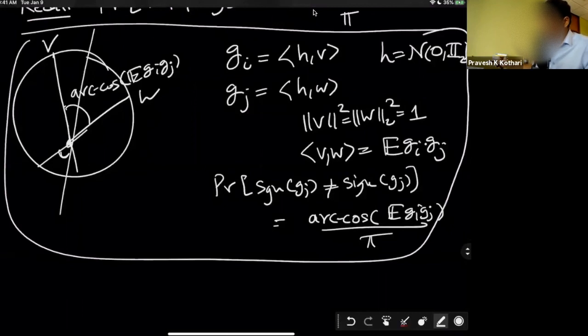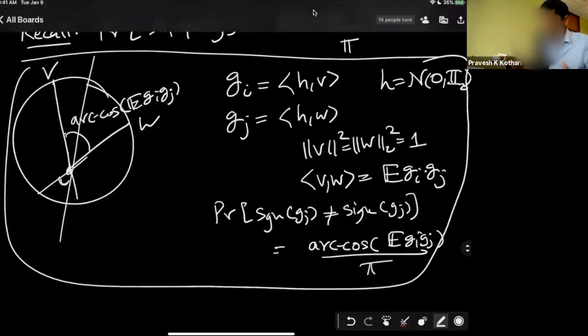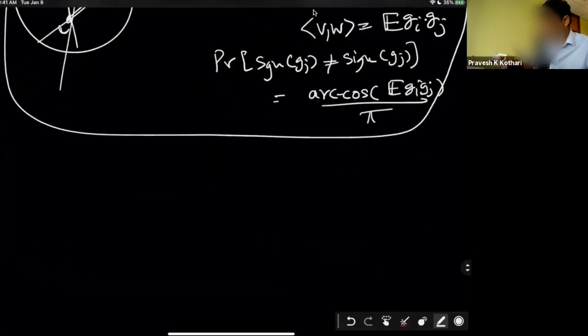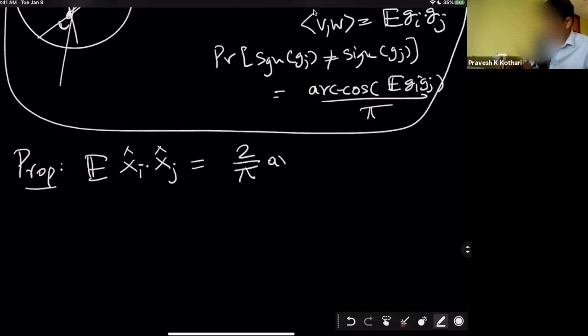One thing I want you to observe is that today we are doing this general quadratic optimization. So I want to rephrase this observation, the Shepard's lemma, in terms of what happens to the degree 2 correlation between the rounded variables. Here is an equivalent proposition, really a corollary, that E[x hat i, x hat j] equals 2 over pi arc sine of E[g_i g_j]. Okay, that's what I want to prove to you.